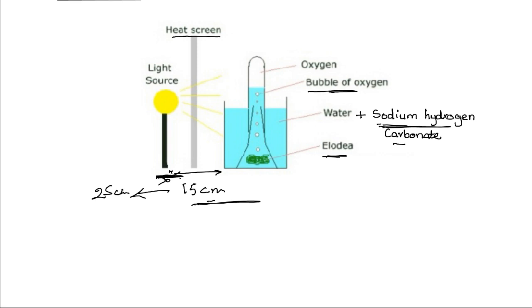So this experiment is very important because we use it to measure or investigate the various factors and how they affect the rate of photosynthesis. The main factors that we investigate include: one is the light intensity, temperature, and the concentration of carbon dioxide.